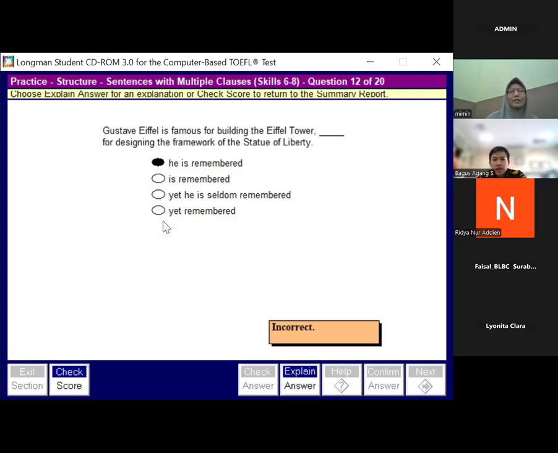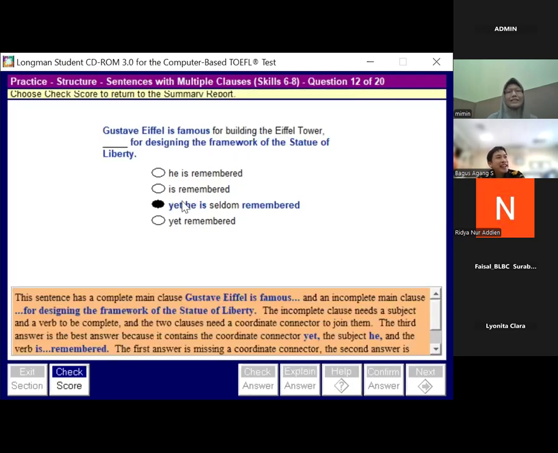Well, obviously, you should not choose this one, yet remembered, because after yet, you should have a subject and verb. So the answer is, yeah, yet he is remembered. This is the only one with connector, subject, and verb. All right.